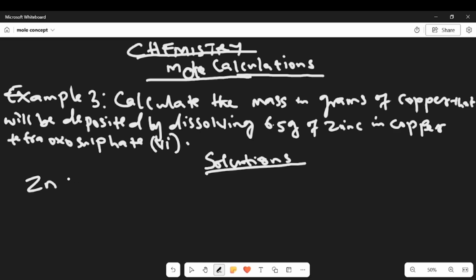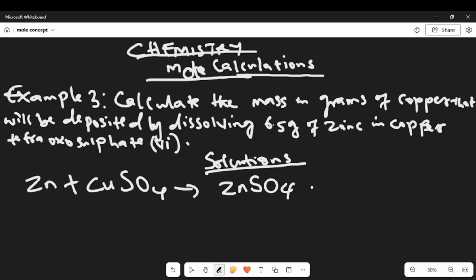That is your equation of reaction: Zn plus copper tetraoxosulfate VI, which is CuSO4, and that will give you ZnSO4 plus Cu. Is that okay? So from here, there is nothing to balance because it's already balanced. So you have 1 mole, 1 mole, 1 mole, and 1 mole.